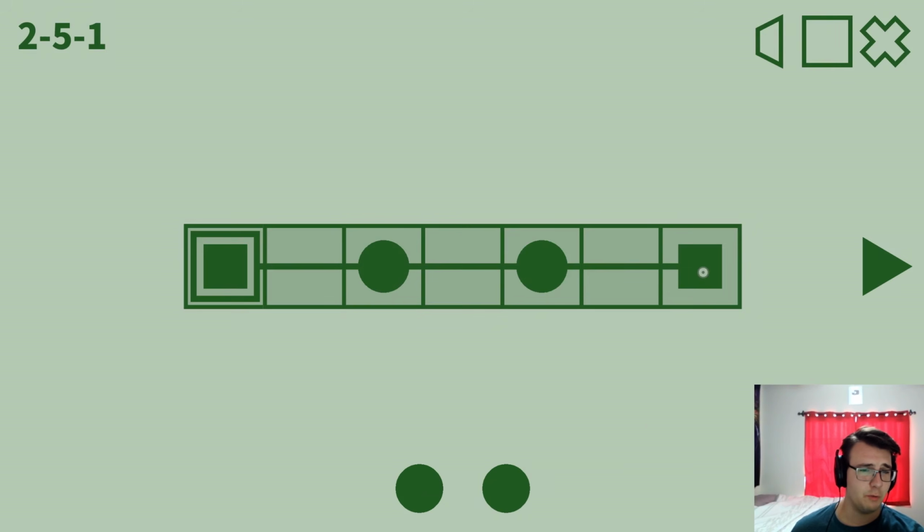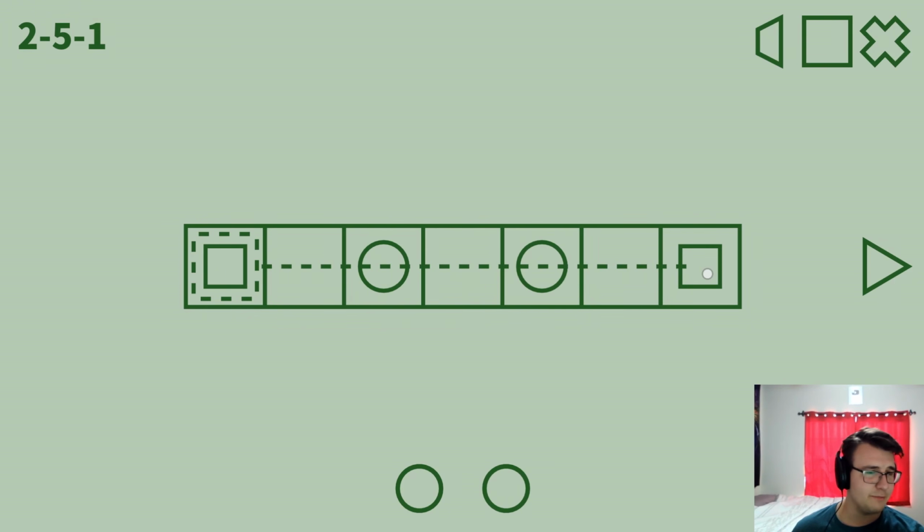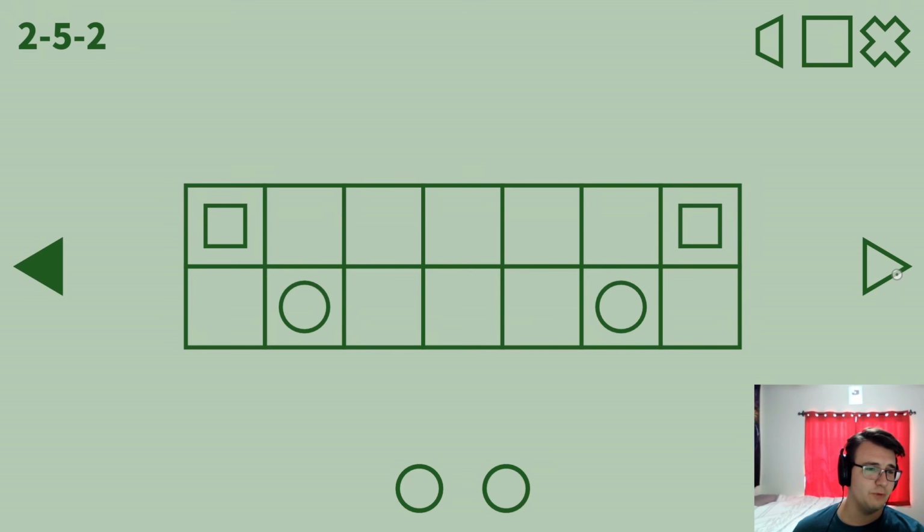2-5 wants me to go square to square. Full credit. What about square to a same square? Square to same square, that's partial credit. Different to different yields nothing. So same to same is part of it. And hopefully I'll see more later.